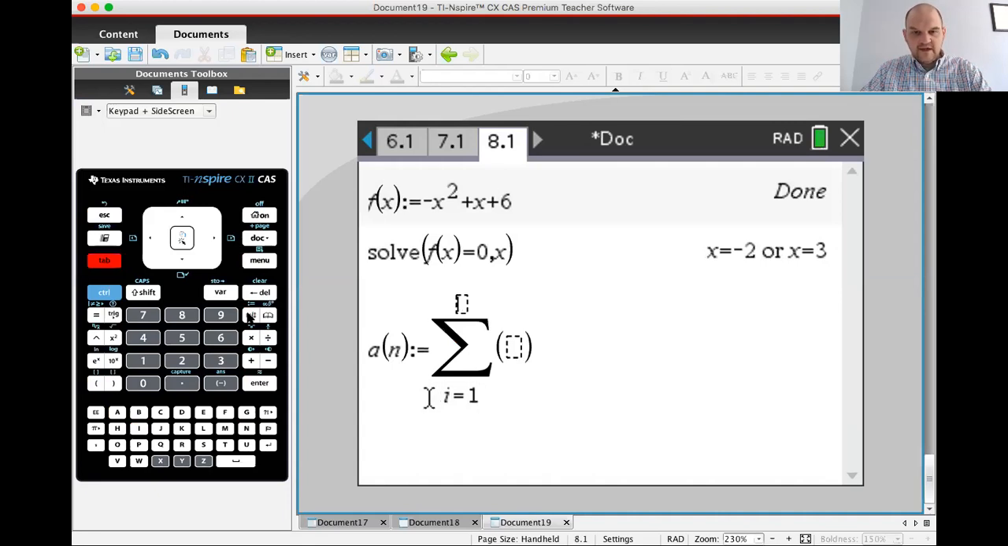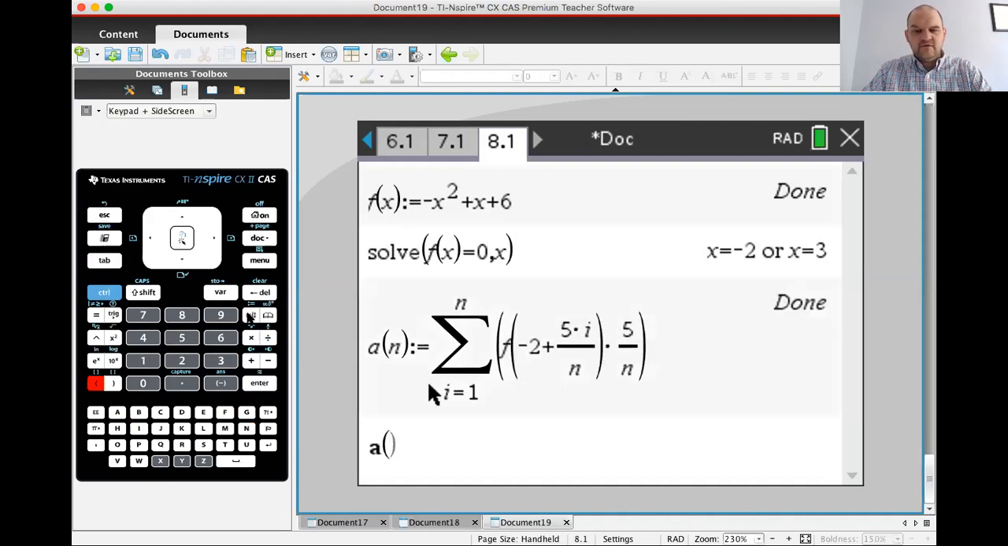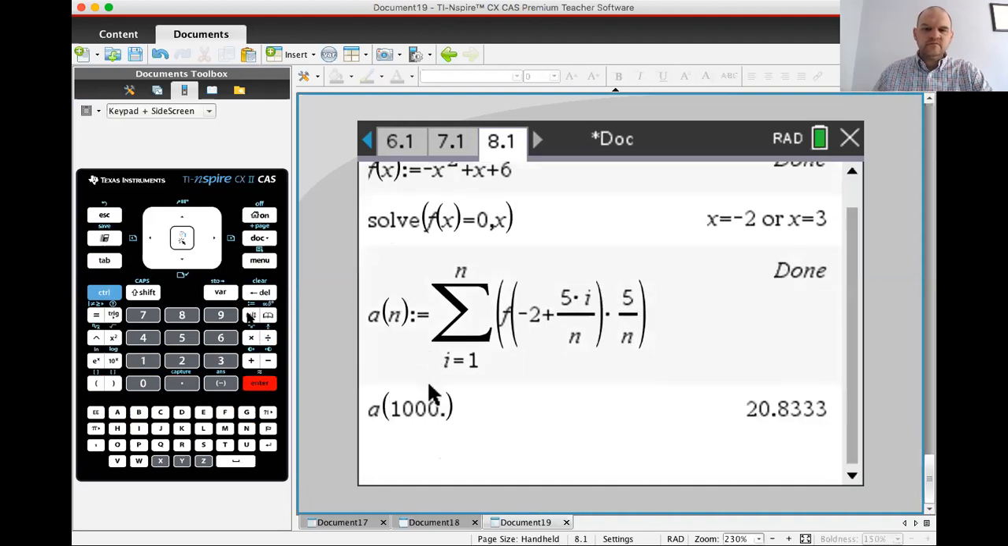i goes from 1 to n. So the height is going to be f of x sub i, which is negative 2 plus 5i over n, times the base. So height times base. Tell yourself that, height times base. 5 over n. A of 1,000, I get 20.833. Let's find the limit and see what it is. What's 0.833? I don't actually know what that fraction is.